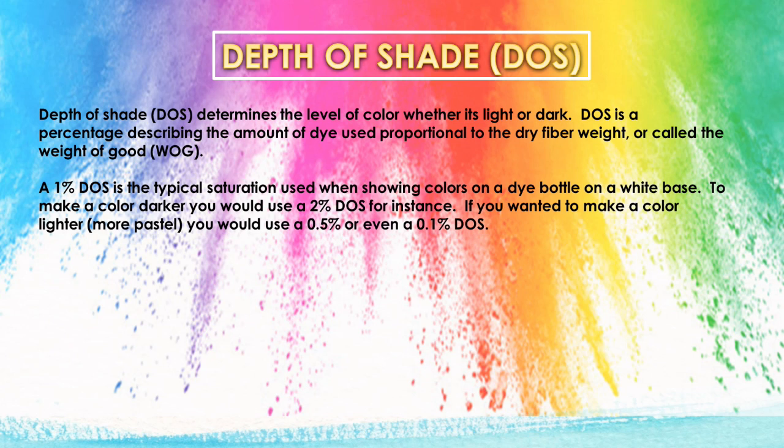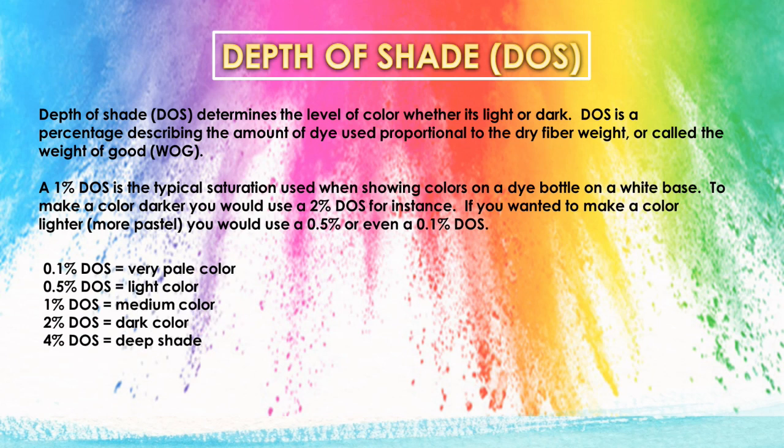If you wanted to make a color lighter or more pastel, you would use a 0.5% or even a 0.1% depth of shade to get super pastel. So a 0.1% depth of shade is a very pale color. 0.5 is a light color. 1% is medium color. 2% is a darker shade, and then 4% is a deep shade. But of note, I'm not sure if fiber will handle 4% depth of shade because it may reach that maximum saturation, right? It may not absorb all that color.